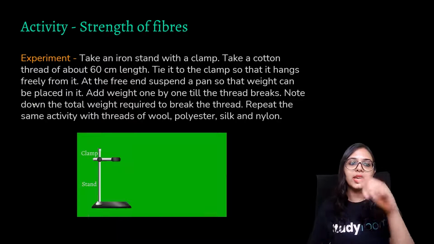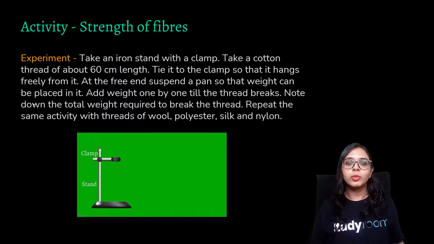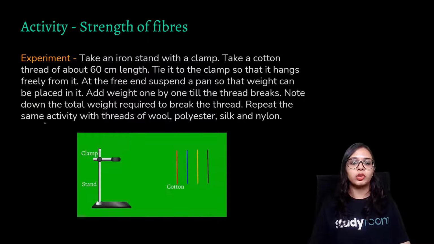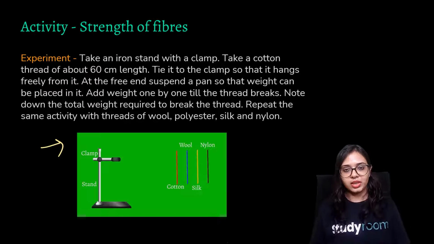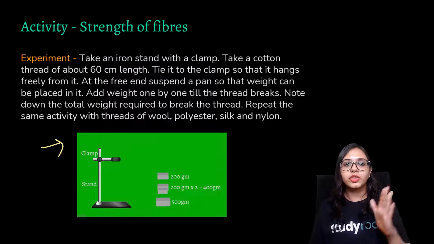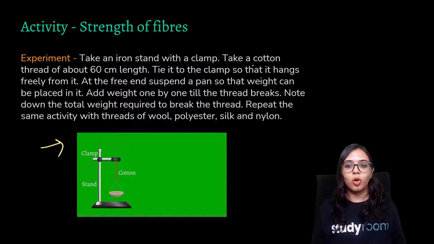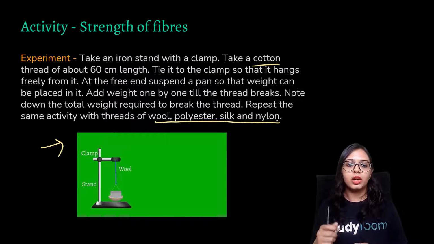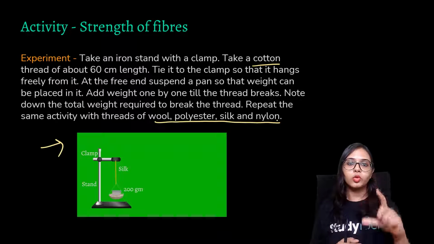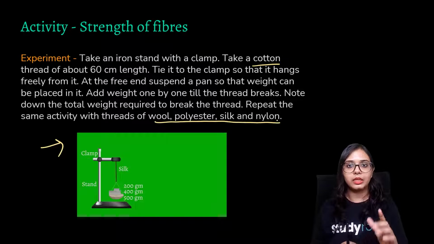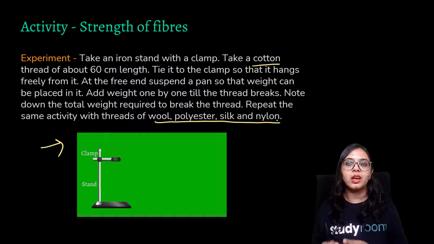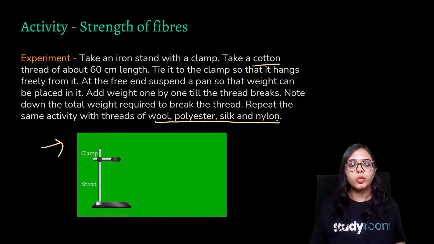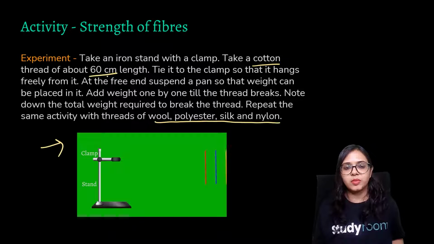Now we will look at an activity, an experiment by which we can determine the strength of fibers. For this experiment, like you can see here in this animation, you will take an iron stand with a clamp, and then you will take some threads, some fibers of cotton, and similar ones of wool, polyester, silk and nylon. You will cut these, and then you have to make sure that the length and the thickness of these threads are equal. You can approximately take around 60 centimeters of length.